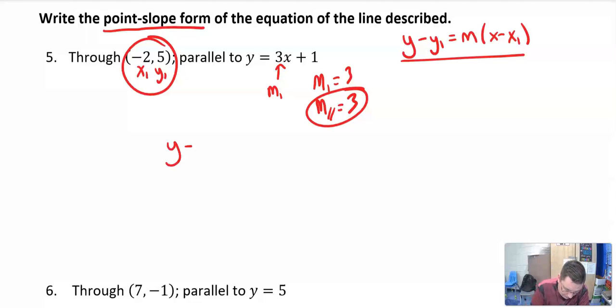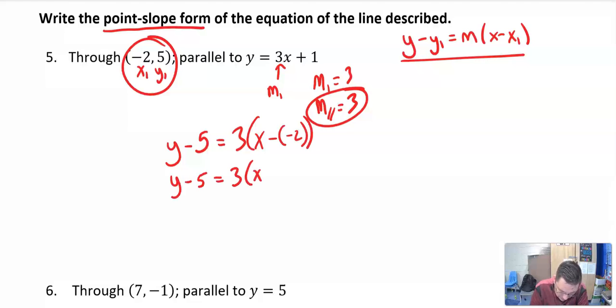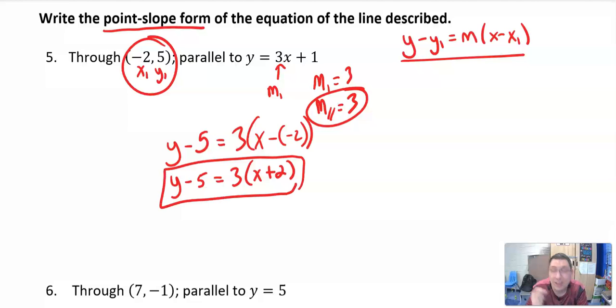So y minus our y sub 1, which is 5, equals our slope, which is 3, times x minus -2. Simplifying the signs, y minus 5 is equal to 3 times x plus 2. This here is the final answer in point-slope form. Pay attention to what form it's asking you to give the final answer in. Okay. Now let's look at example 7.